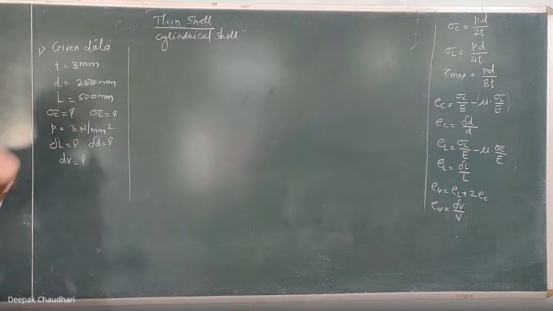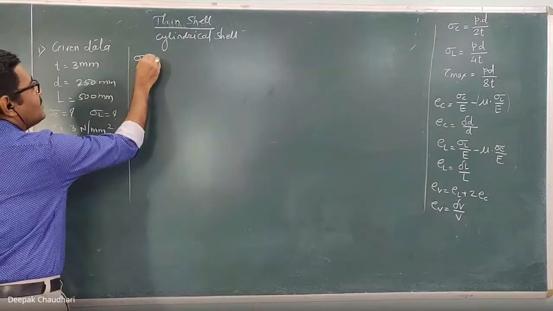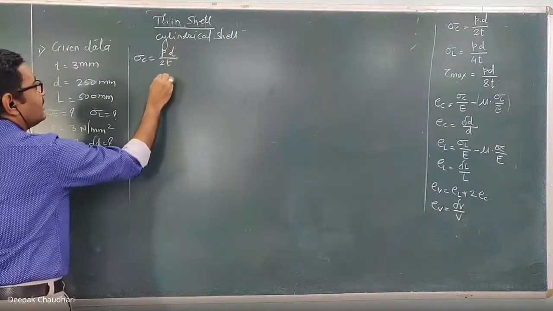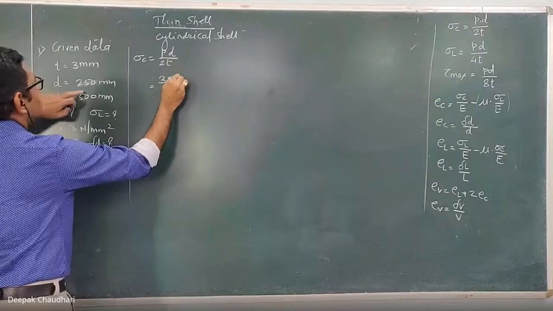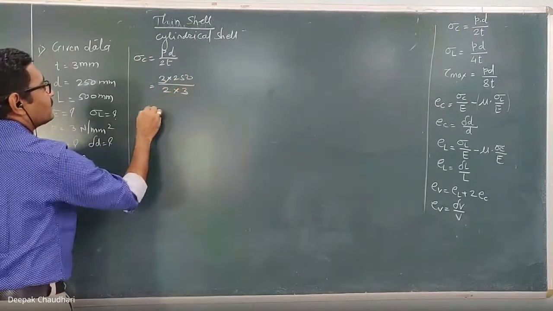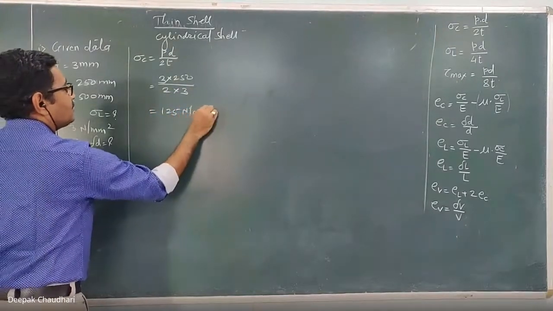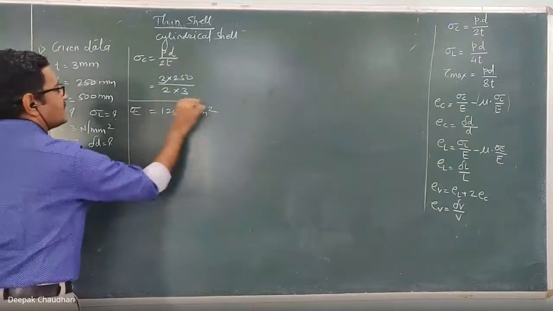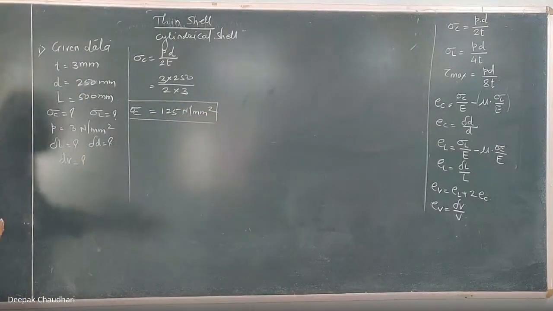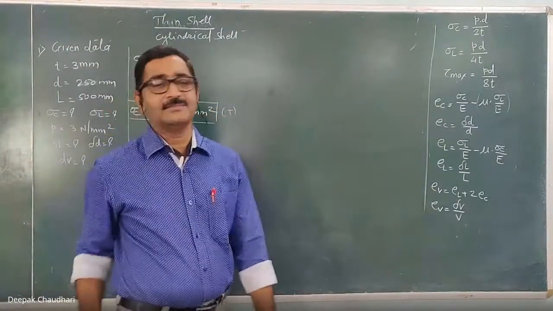So first you have to calculate the circumferential stress and the longitudinal stress. We know that the circumferential stress equals PD upon 2T. Here P is 3 Newton per millimeter square, the diameter is 250 millimeter, upon 2 times thickness 3. From this you will get 125 Newton per millimeter square as the circumferential stress. Since the vessel is subjected to internal fluid pressure, the nature of this circumferential stress is tensile.